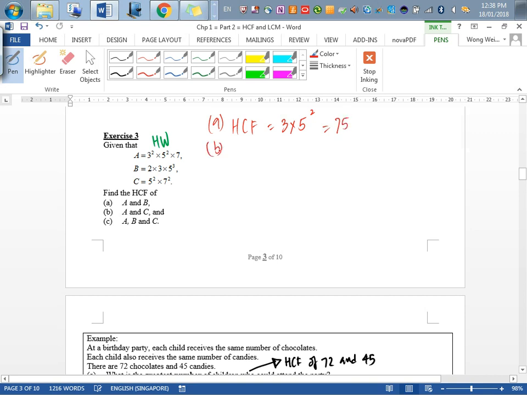What about part B? HCF of A and C. How much? 5 squared times 7. 175. Okay, very good. All got that? If you do, please use a green pen, put a tick. And for part C.